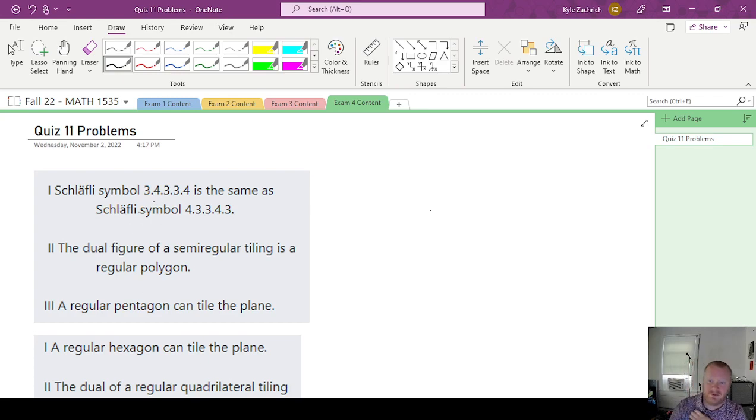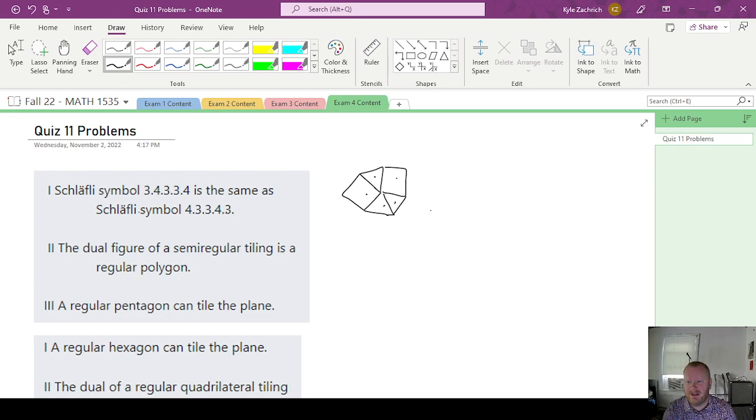So this first one is saying that Schlafly symbol 34334 is the same as 43343. If I just sort of crudely draw this first one out here, 3433, and another square, 4 here, I can represent that as well as 43343. So I could say that those two are the same, right? So one way to do that is to just kind of crudely draw it out.